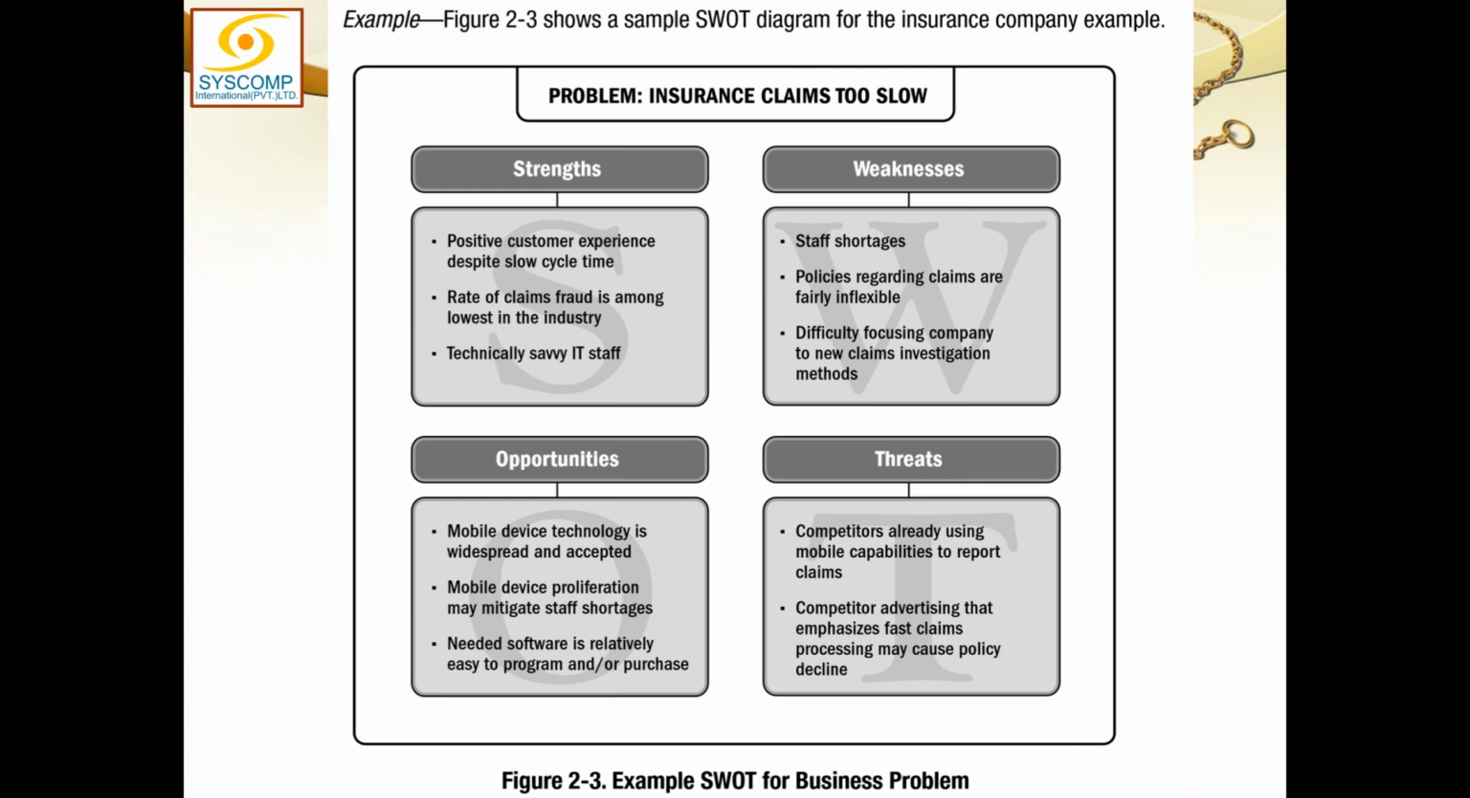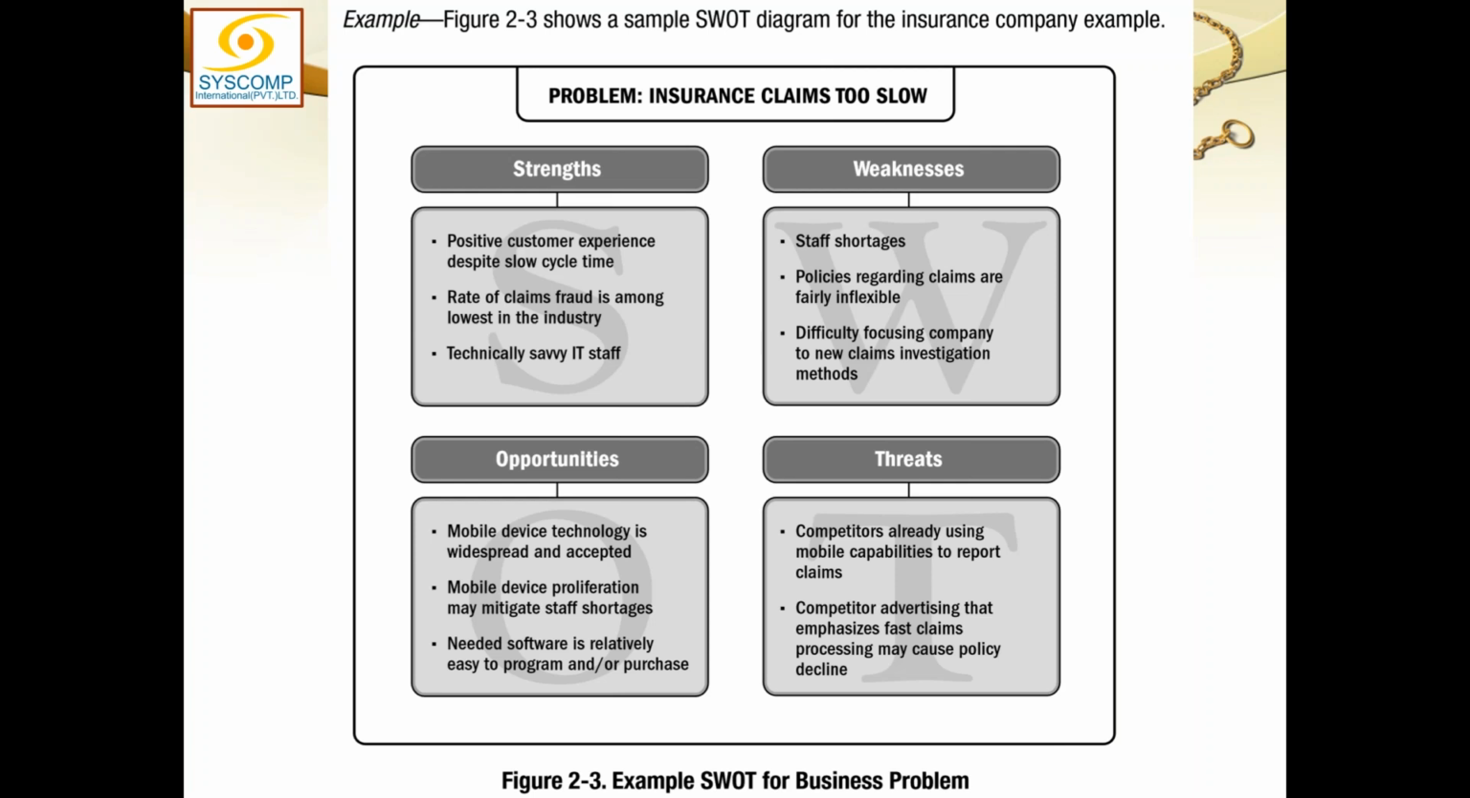take advantage of them. Similarly, there could be certain threats in that situation, like the competitors already using mobile capabilities to report claims. So people are already doing it. So this is a threat that somebody else has taken the lead in it already. So whatever you want to do must be different, must be new. Another threat could be competitor advertising that emphasizes fast claims processing, which may cause policy decline.